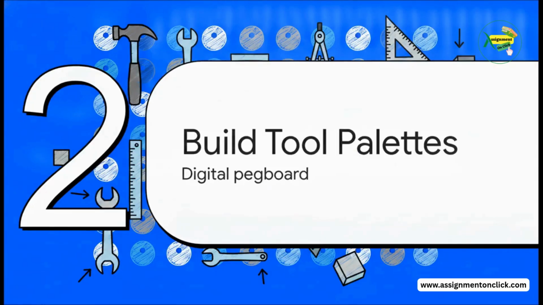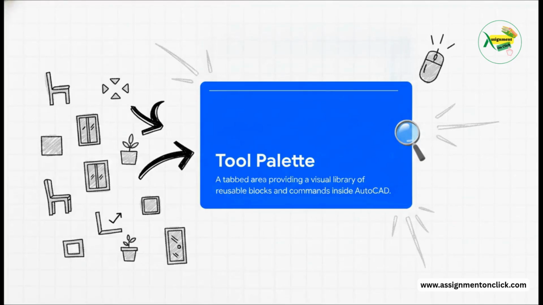Moving on to Section 2, build custom tool palettes, or as I like to call it, organizing your digital pegboard. A tool palette is essentially just a tabbed area that gives you a visual library of reusable blocks, hatches, and custom command tools right there inside AutoCAD. Now, what's really interesting about this feature is how it completely flips your workflow. Instead of endlessly clicking through separate folders, trying to hunt down architectural symbols or standard furniture, they're just right there on your screen, visually organized and exactly one click away.